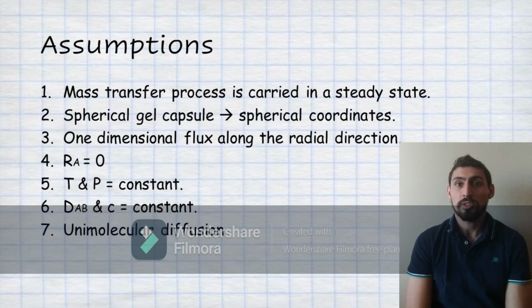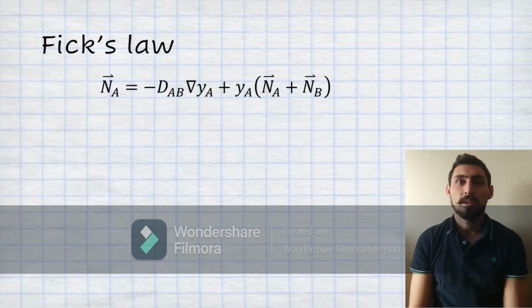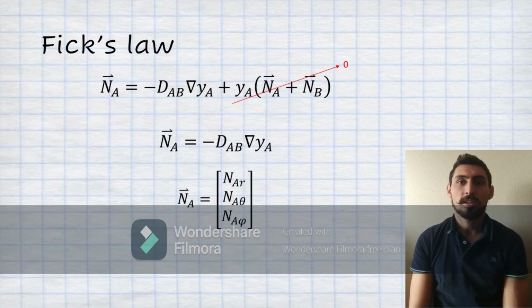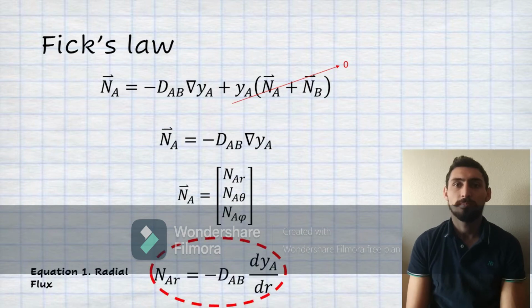The concentration of solute A in the mixture AB is so close to 0 that the advective term in Fick's law becomes 0. As a first step, Fick's law is applied. From the unimolecular diffusion assumption, the advective term becomes 0, getting the following equation, where the vector NA looks like this. In the model there's only radial transfer, so we get equation 1.